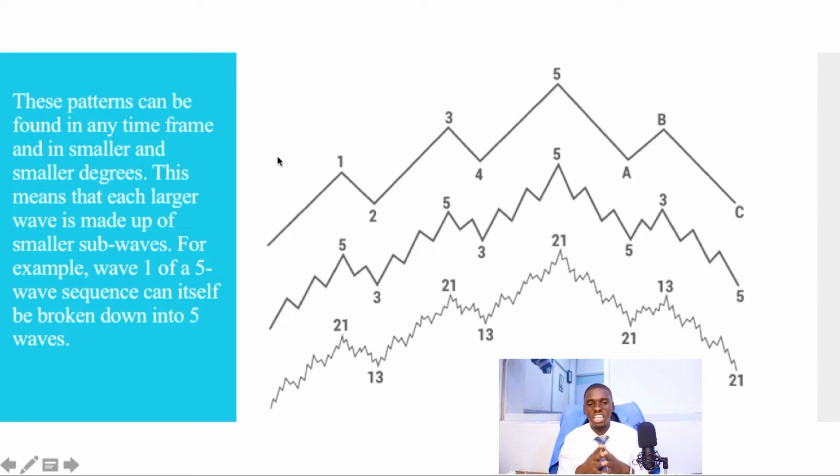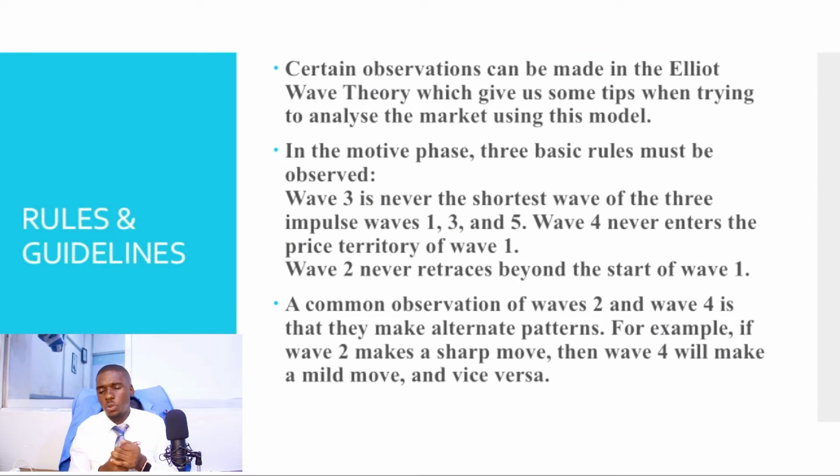This means that each larger wave is made up of smaller sub waves. For example, wave 1 of a 5 wave sequence can itself be broken down into 5 waves. So after looking at that, of course, it's very important for us to follow the principles of the formation of the wave structure, or the Elliott wave structure.